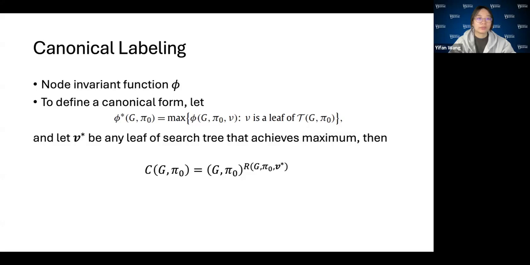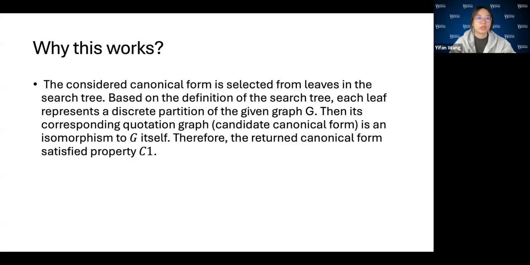So the reason this approach works is that the node invariant function transforms the problem of finding isomorphisms into a problem of comparing these labels in the leaves. By making sure that the environment labels are consistent for all vertices across all the isomorphic graphs, we can guarantee that the canonical form is also consistent. So here are some formal reasons.